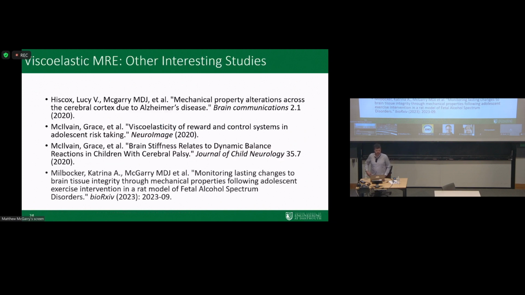Some other interesting studies we've done with viscoelastic MRI: we've detected mechanical signatures in Alzheimer's disease in the cerebral cortex. We've seen mechanical signatures of reward and control systems for adolescent risk-taking, and dynamic balance reactions in children with cerebral palsy. And then finally, we've really started moving into animal models where we can make changes and validate them through histology. This is a recent study that we've just finished in a rat model of fetal alcohol spectrum, showing that exercise can recover some of the deficits from early alcohol exposure.